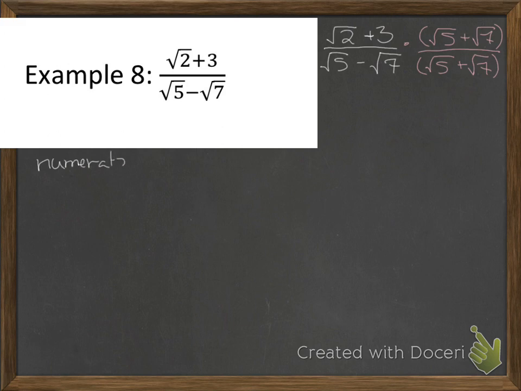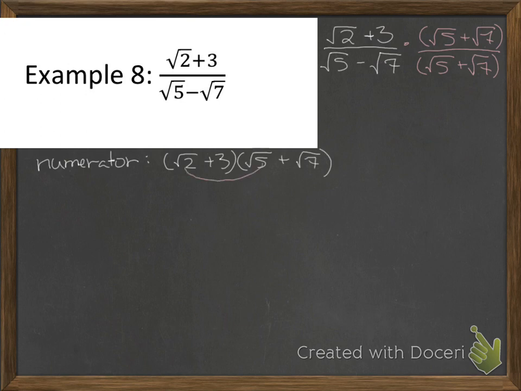Anytime you're doing work that you're going to turn in, it's always good to label your work so it's easier to grade and easier to follow. So the numerator is the square root of 2 plus 3 times the square root of 5 plus the square root of 7. Okay, so let's FOIL.